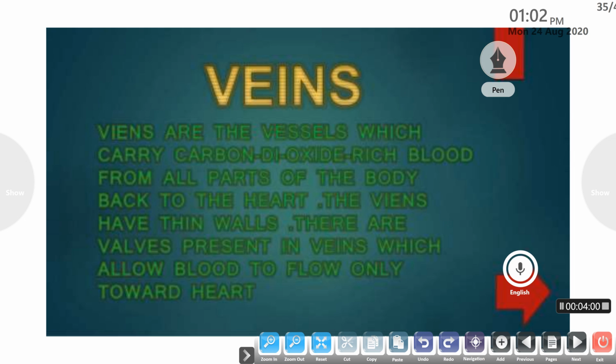The next type of blood vessel is veins. The veins are the vessels which carry carbon dioxide rich blood from all the parts of the body back to the heart. You should know that all the veins carry the impure blood except the pulmonary vein which carries the pure blood to the heart. The veins generally have thin walls, and there are valves present in the vein walls which allow the blood to flow only towards the heart. So these are the three different types of blood vessels that are present in our body.